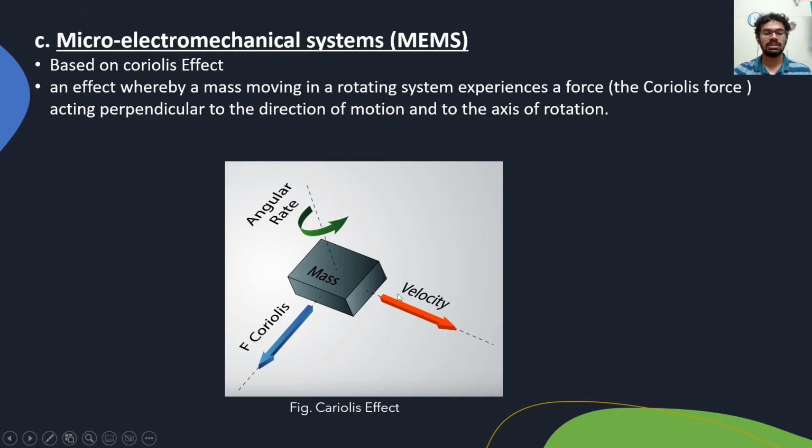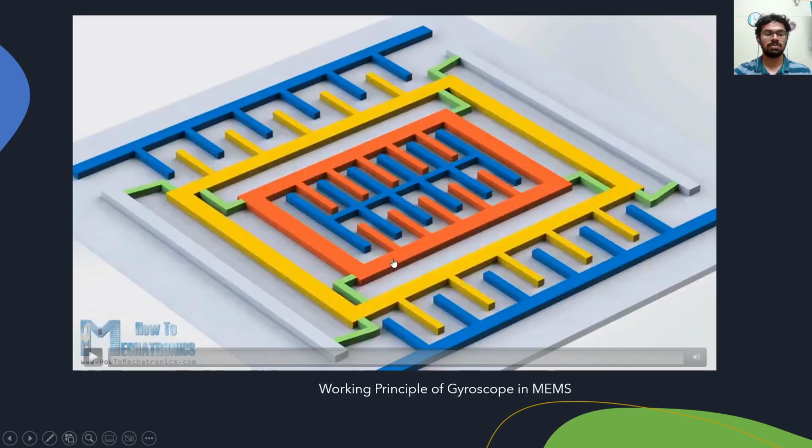So when a body is moving in a direction and rotation is introduced into the system, a force known as Coriolis force will be generated perpendicular to the movement and the axis of rotation. So in this case, we can see that the velocity is along the x direction and the axis of rotation is along the y direction. So perpendicular to both, the Coriolis force is generated along the z direction. And using this principle, this gyroscope will be working.